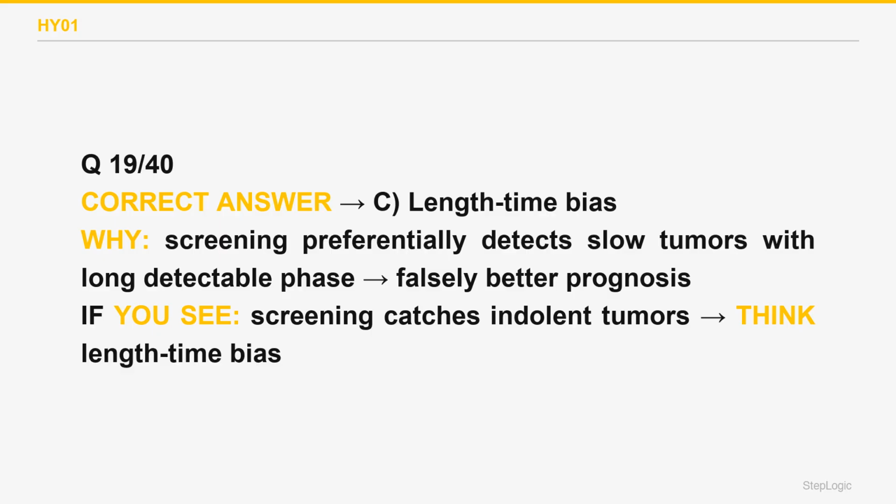Lead time bias is about diagnosing the same tumor earlier and mismeasuring survival, not about which tumors get caught, so that choice is wrong. Confounding requires a third variable distorting a real association, whereas here the effect comes purely from the biology of which tumors are detectable long enough to be screened. Choice E, wrong. Preferential detection of slow-growing tumors is length time bias.